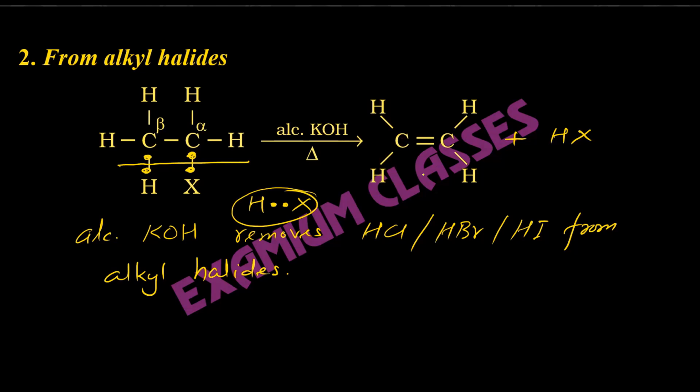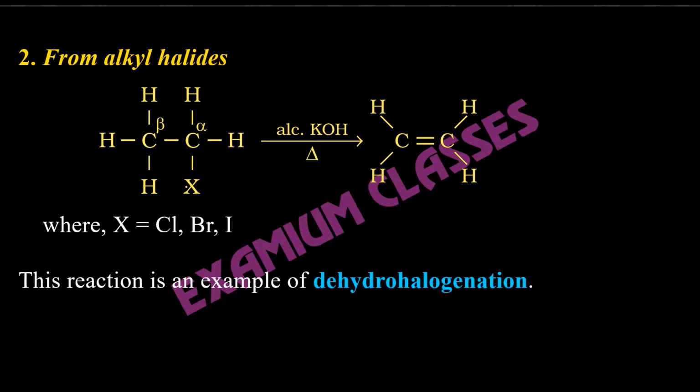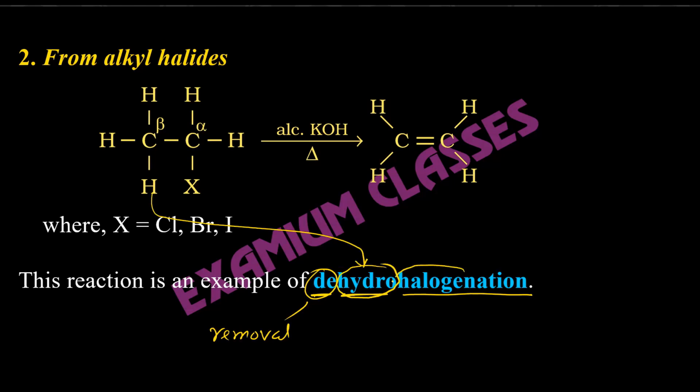Now, another important point related to this particular reaction. What are we removing? We are removing hydrogen and halogen. That's why this reaction is known as dehydrohalogenation. X can be chlorine, bromine, iodine. I told you it won't be fluoride. The reaction is an example of dehydrohalogenation. Why? Because De means removal, removal of hydro, meaning the hydrogen part, and the halogen part also. That's why dehydrohalogenation.